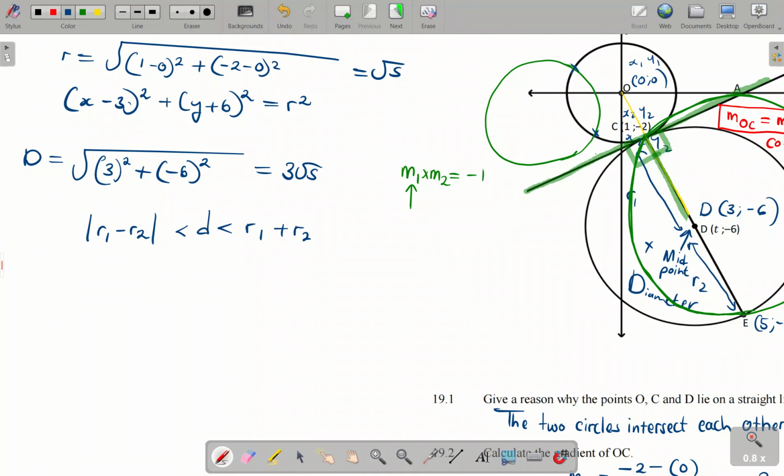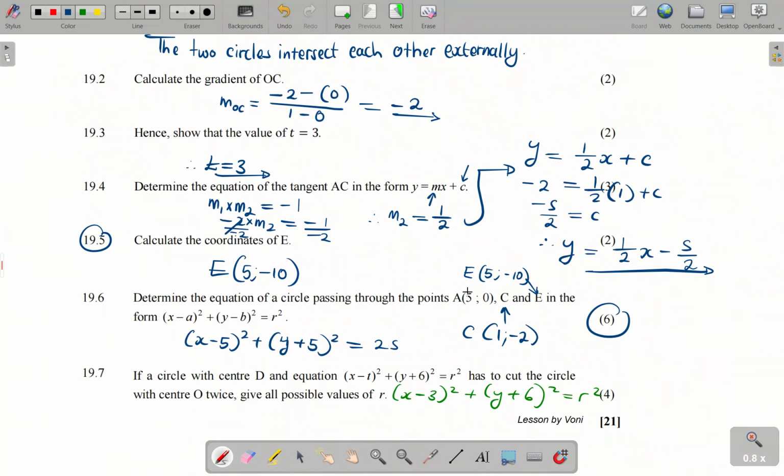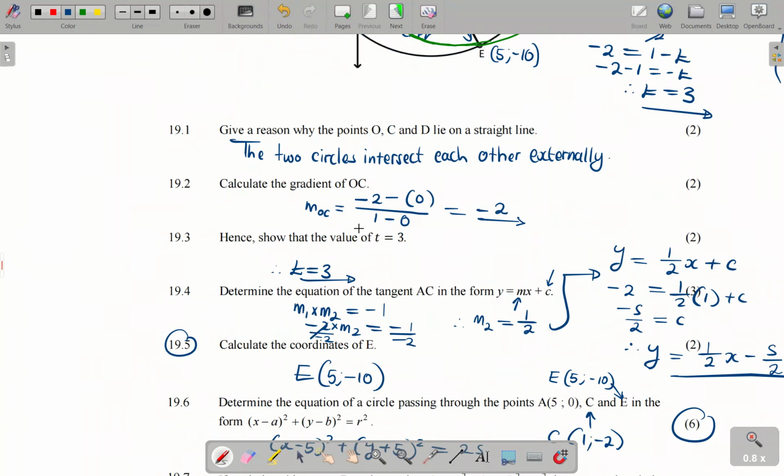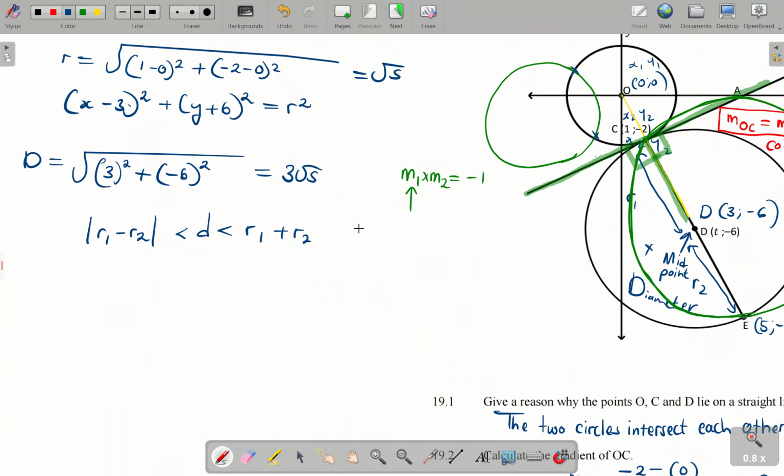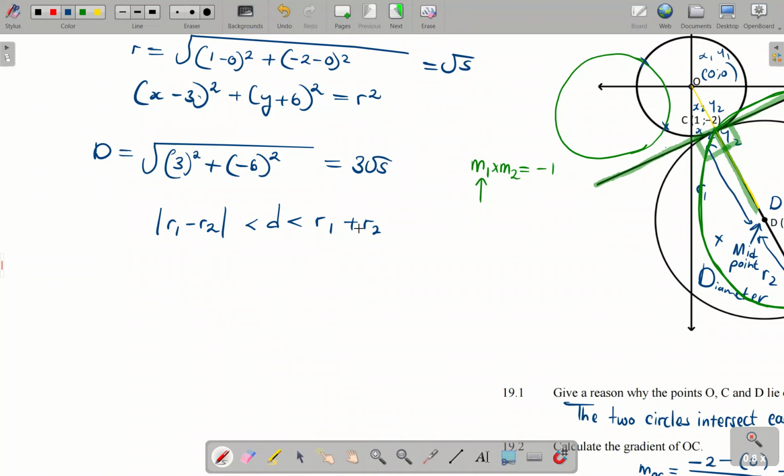Then, whenever they say, let me go back there, I know this question is going to come. Whenever they say a circle with center D and you are given an equation, and they say it has to cut the circle with center O twice, and they say give all possible values of R, this is what you're going to use. This is the golden rule.